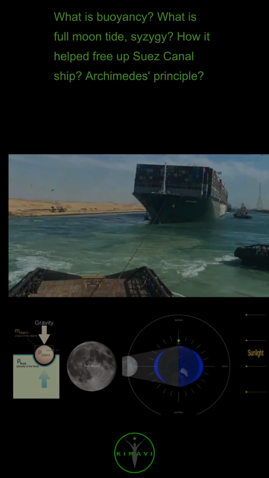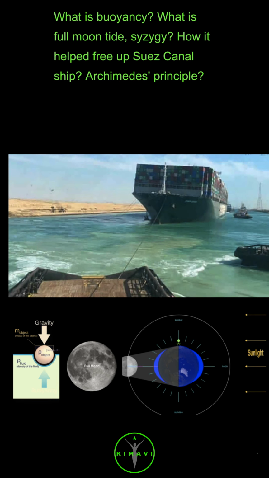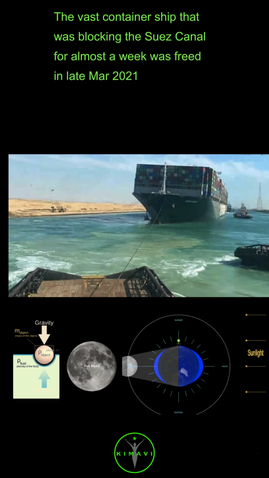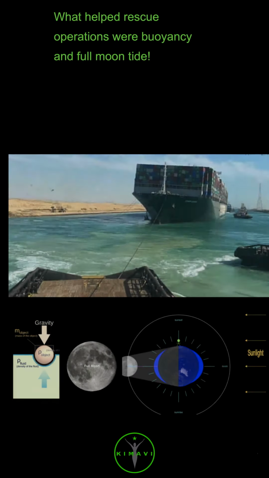What is buoyancy? What is full moon tide, syzygy? How it helped free up Suez Canal ship. Archimedes' principle. The vast container ship that was blocking the Suez Canal for almost a week was freed in late March 2021. What helped rescue operations were buoyancy and full moon tide.